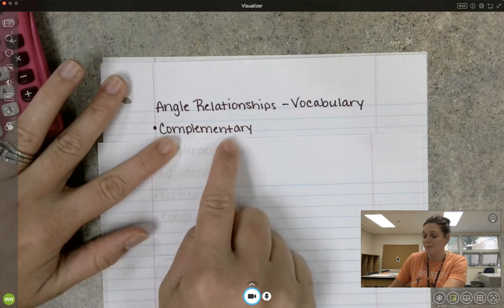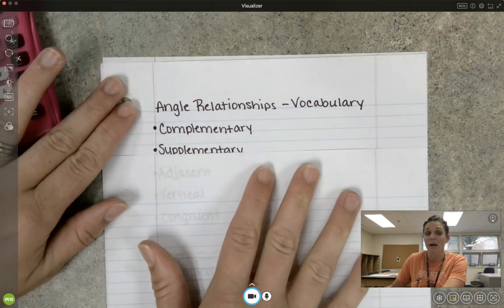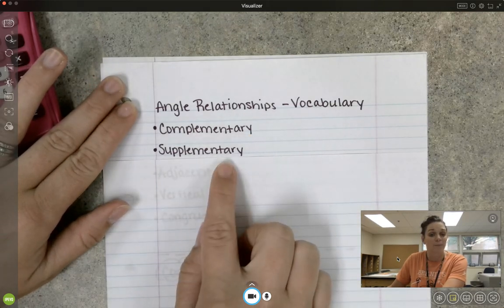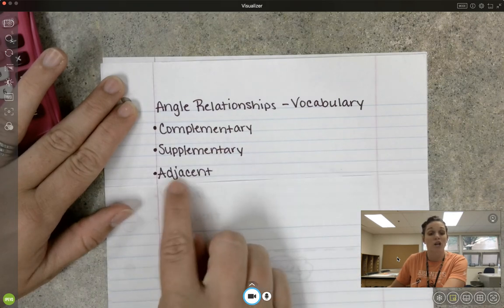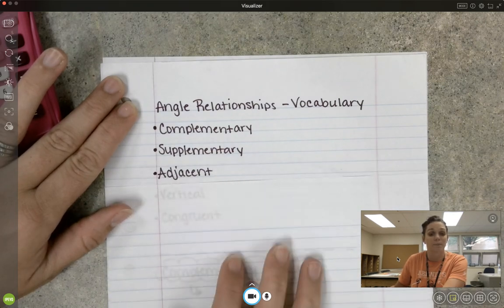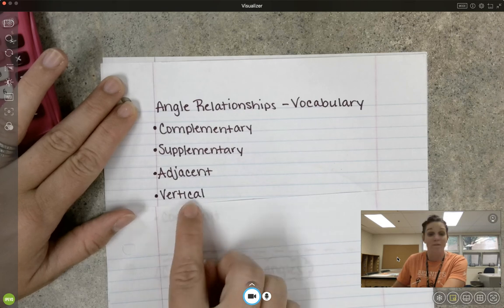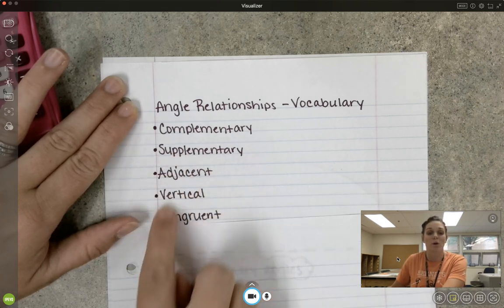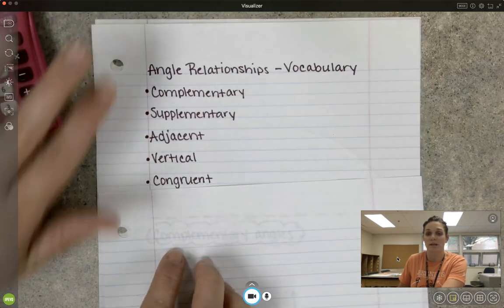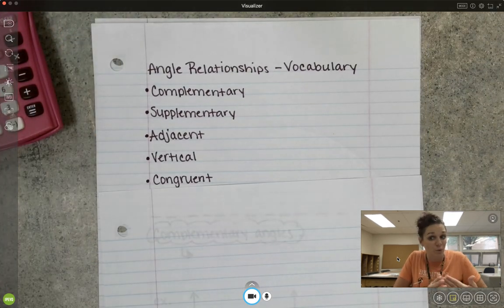So the first word we're going to talk about is complementary. Complementary, you were first introduced to it in 7th grade. Supplementary. Then we have the word adjacent. We have the word vertical. And we have the word congruent. So go ahead and list these 5 words on the top of your paper. If you need more time and I continue going on and you're not done writing, don't forget at any point you're able to pause this video without any problems.